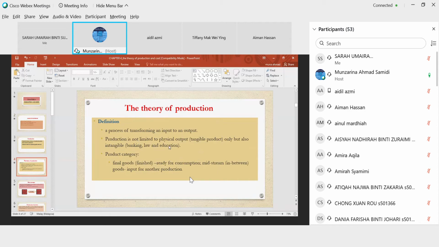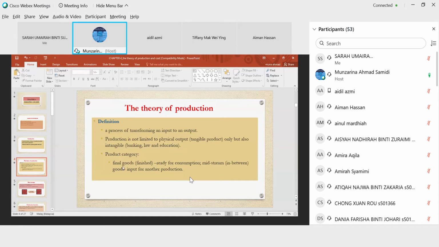This building, as an organization, is run by people, like lawyers. The product is a service, the legal service that they provide, so that will be the output.